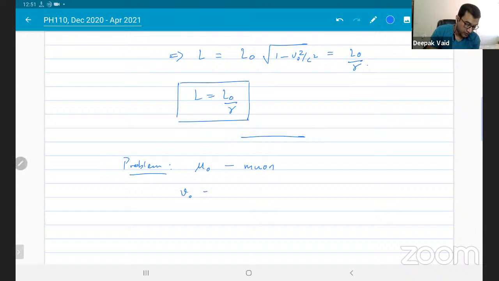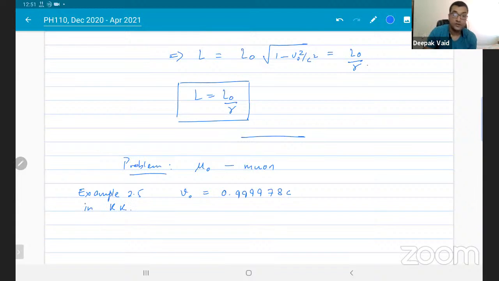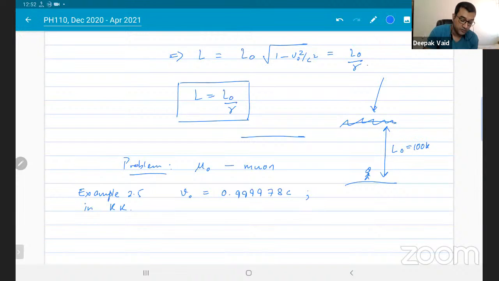So the muon is moving at some very large velocity. It's in fact 0.99978 times c. This is example 2.5 in Kenneth Crane. Now the distance between the Earth's surface and the upper atmosphere, where the cosmic rays collide with the atmosphere and the muons are formed, is L naught equal to 100 kilometers, approximately. And you have these muons moving down towards the Earth. So one can ask, what is the effective distance as seen by the muon?